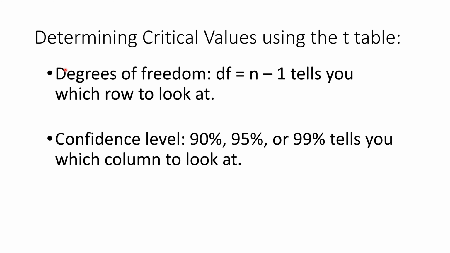Now we'll talk about how to determine critical values using the t-table. First we want to know the degrees of freedom, which is calculated as the sample size minus 1. It tells you which row to look at. And then we need to figure out the confidence level, either 90%, 95%, or 99%. It tells you which column you need to look at.